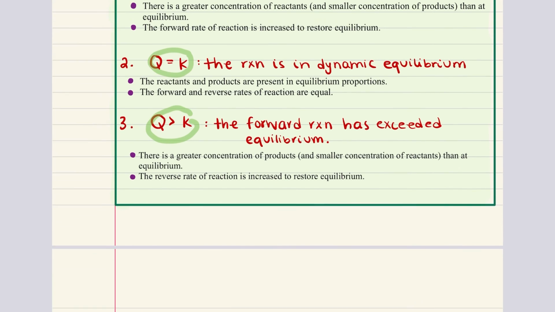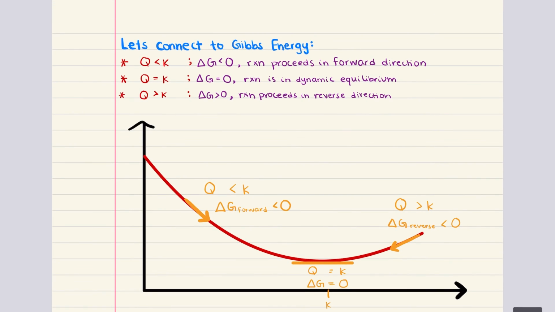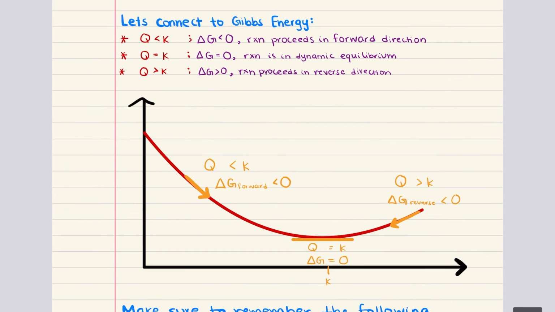Now, following this discussion, it's important to understand how these concepts relate to Gibbs free energy and the direction of chemical reactions. This connection is going to help us predict whether a reaction will proceed spontaneously and in which direction it will move to reach equilibrium.